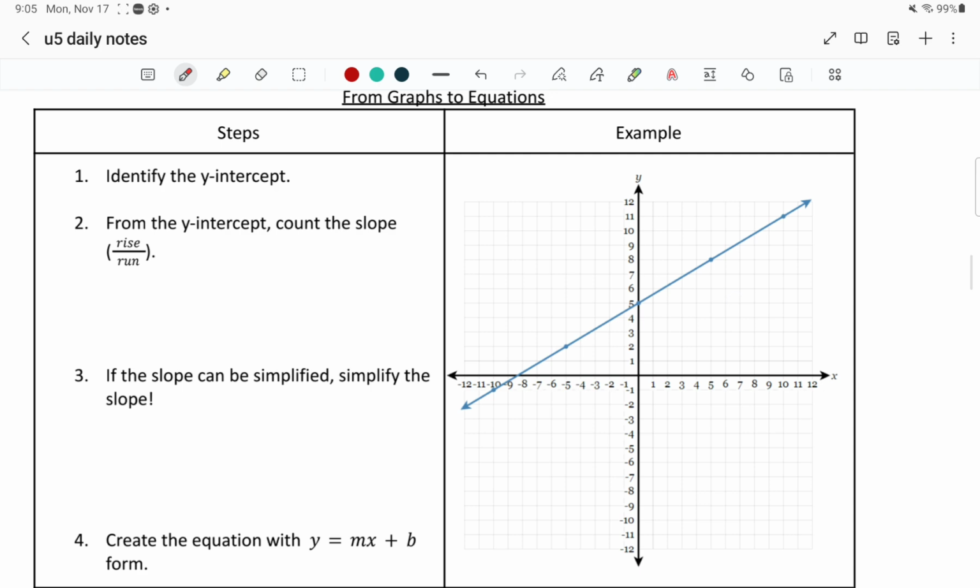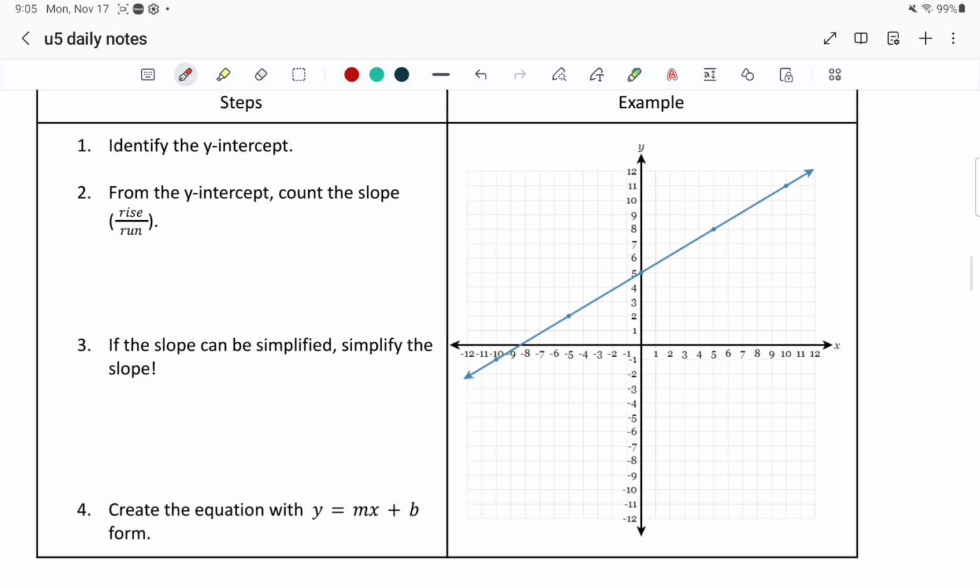From graphs to equations. We're always going to start with the y-intercept. I see that I crossed the y-axis at 5. And then from there, I'm going to count my slope, and I'm going to go up 1, 2, 3. So positive 3. 1, 2, 3, 4, 5. So that's my rise and my run.